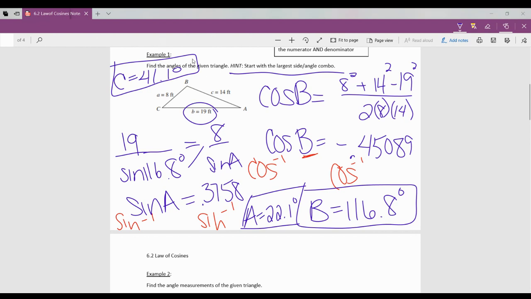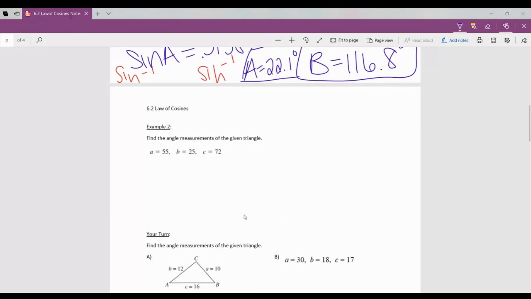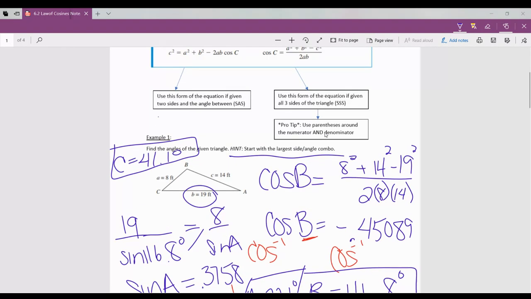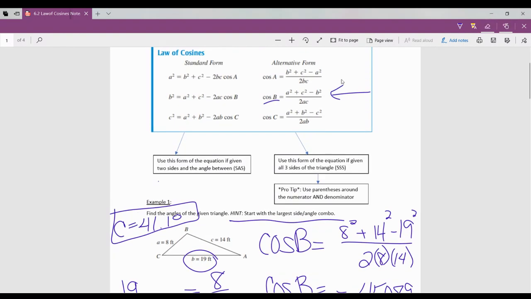All right, so same idea with the next one, except we're just not given a picture. So we want to find the angle measurements of the given triangle. So I'm given side, side, side. So I check it out and I see which one's my biggest. So I want to start out with C. So I'm going to go up here. And now because it is C that's the biggest, now I'm going to use that one. Okay, because C is the biggest this time.